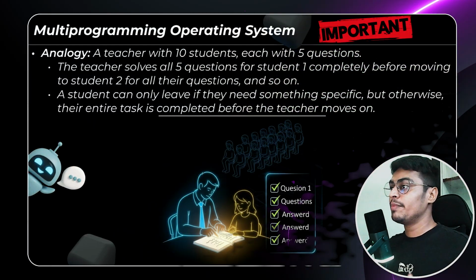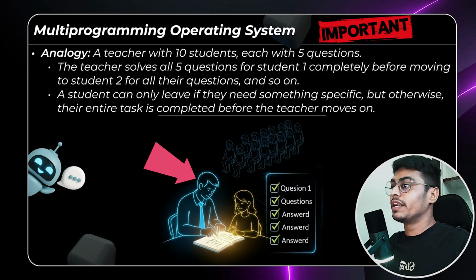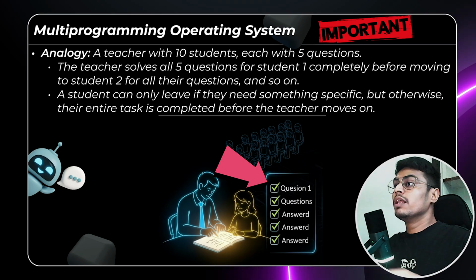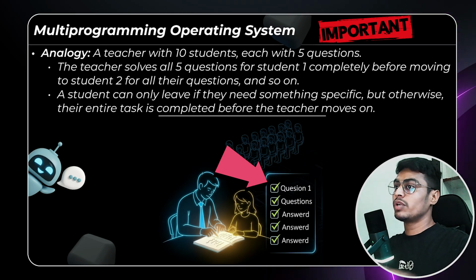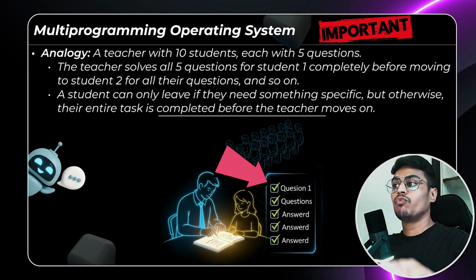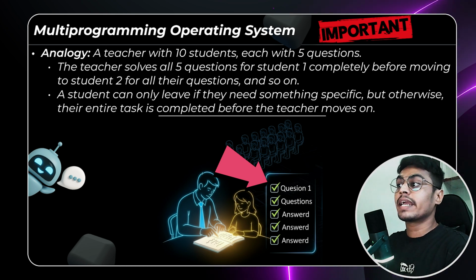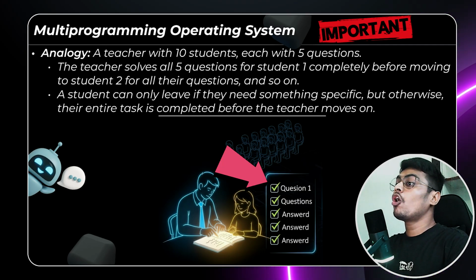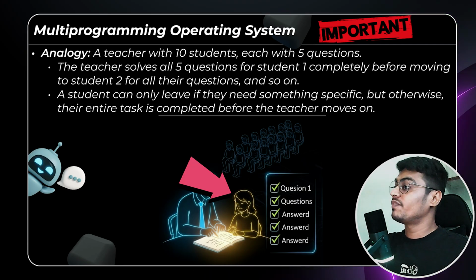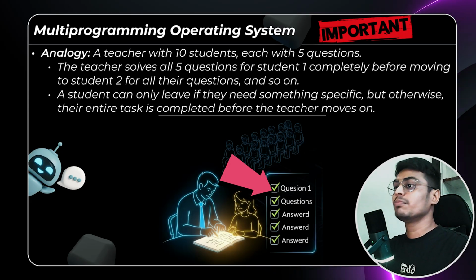Think of it like I am a teacher, or you can say I am an operator. Imagine there are 10 students in a class, each with 5 questions to solve. Like one student has 5 questions, another student also has 5 questions, and so on. In multi-programming, I would go to one student, student 1, and solve all 5 questions completely, then move to the second student for all their questions, and so on. A student can only leave if they need something specific, but otherwise I complete their entire task before moving on.